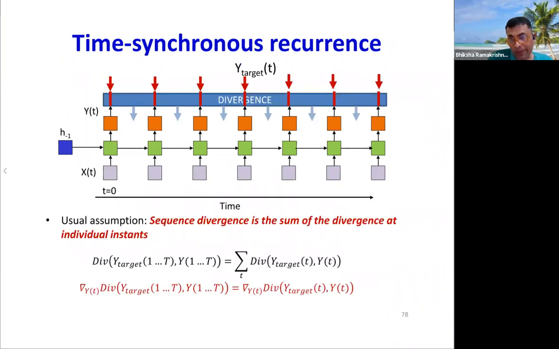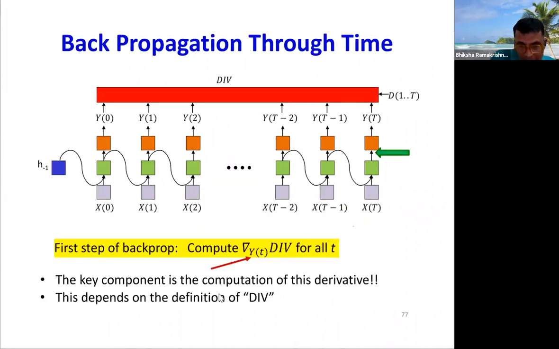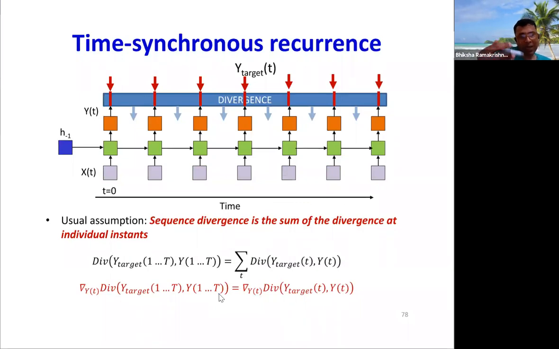Now, although the divergence is between two sequences, one common assumption that we make to simplify problems is to assume that the sequence divergence is actually just the sum of the divergences computed locally at individual instants. So this is the vision that we've got, the divergence between sequences. But when we get to being practical, this is an assumption we'll often make, that we can compute the divergence between this output and this desired output, between this output and this desired output, and sum them all up. And the sequence divergence is just the sum of these local divergences.